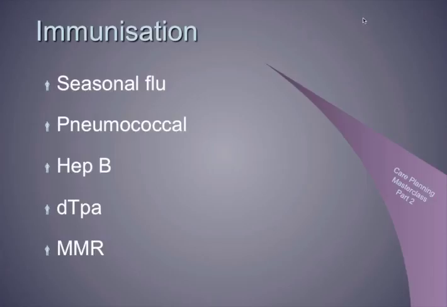And then we always want to think about the DTPA and the MMR. We know that we've had measles in Australia in the last 12, 18 months, and everybody born after 1966 can have 2 free MMRs as well.